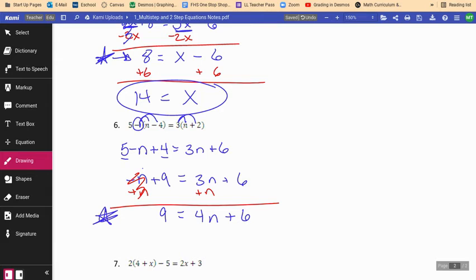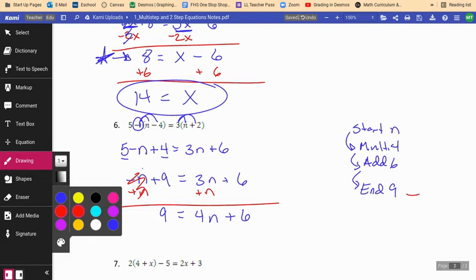And this is where I would start if I wanted to use the words. I start with n, then I would multiply by 4, then I would add 6, and I would end with 9. So how do I undo that? I start with 9, I subtract 6, I divide by 4, and that's going to give me my n value.